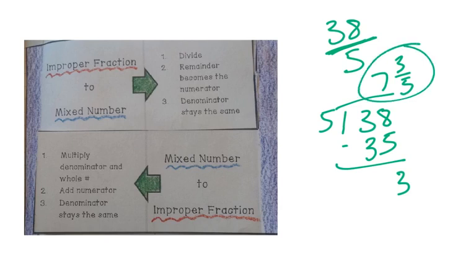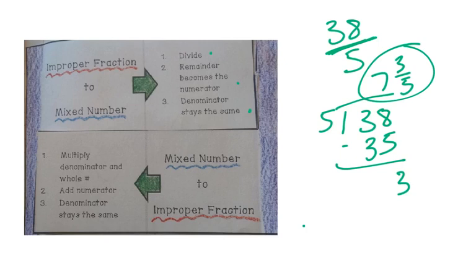So that shouldn't be new. You should have learned that back in 5th grade. Okay? So that is improper fraction to mixed number. We have the steps listed here for us. You're going to divide. Your remainder becomes your numerator. Your denominator stays the same.